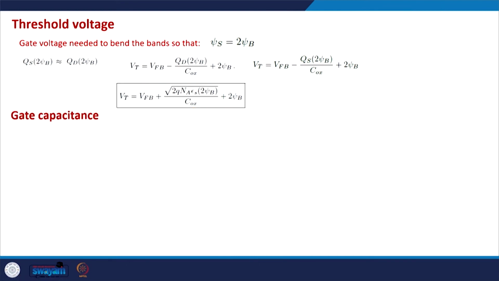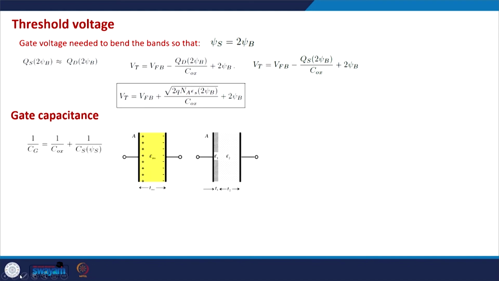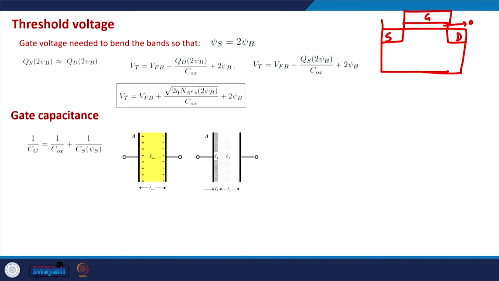Let's quickly try to understand another important topic, the gate capacitance. The gate capacitance is essentially the capacitance as seen from the gate terminal. As we know, a MOSFET also has a capacitive element. So this is the gate terminal, this is the oxide, and this is the semiconductor. In the semiconductor, what we have seen is that the charge changes as a function of the applied voltage.